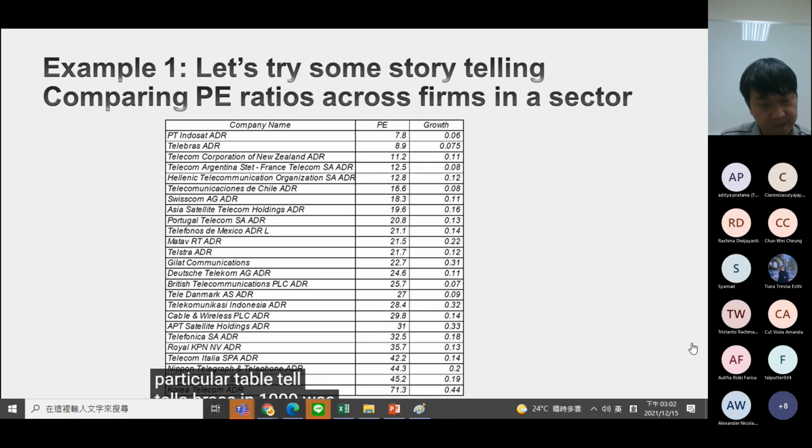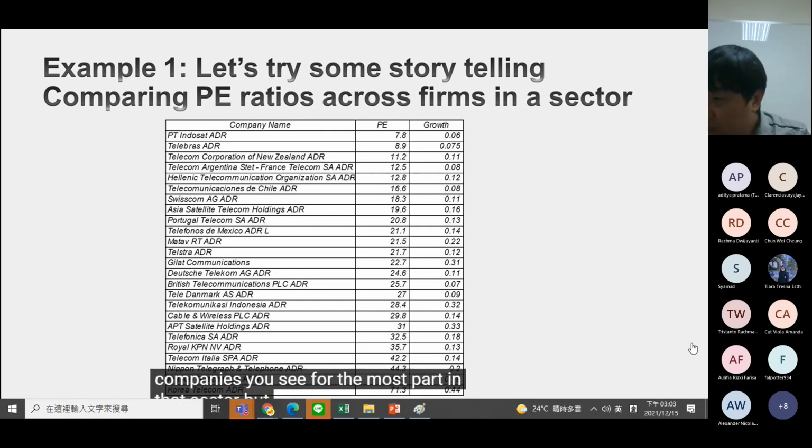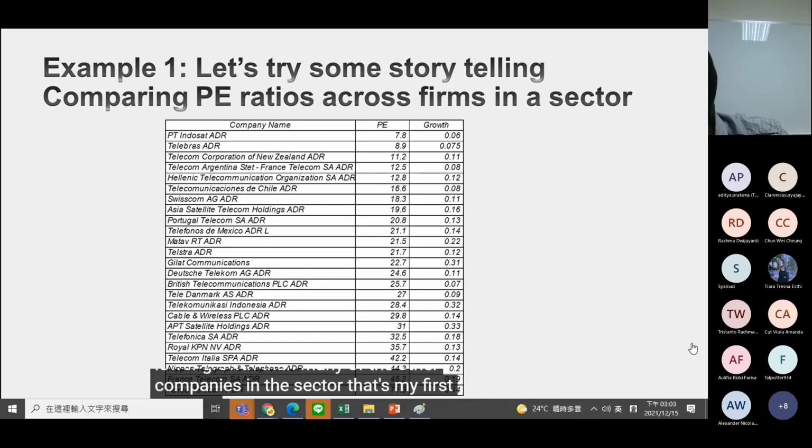Telebras in 1999 was the Brazilian telecom company. It looked cheap. It traded at 8.9 times earnings, much lower than the PE ratios for the other companies you see for the most part in that sector. But here are the 2 things that worry me about Telebras. One is, if you look at the column for growth, it has lower growth than many of the other companies in the sector. That's my first concern.